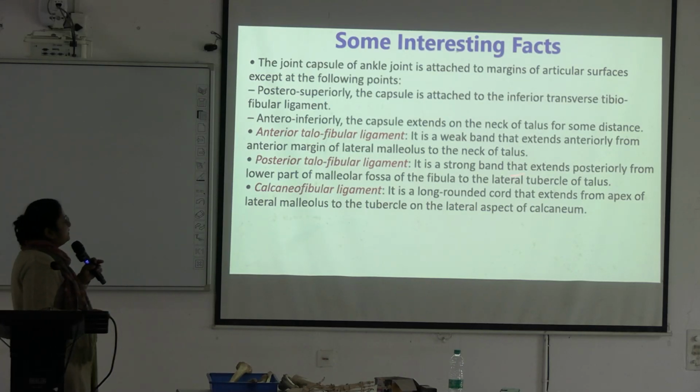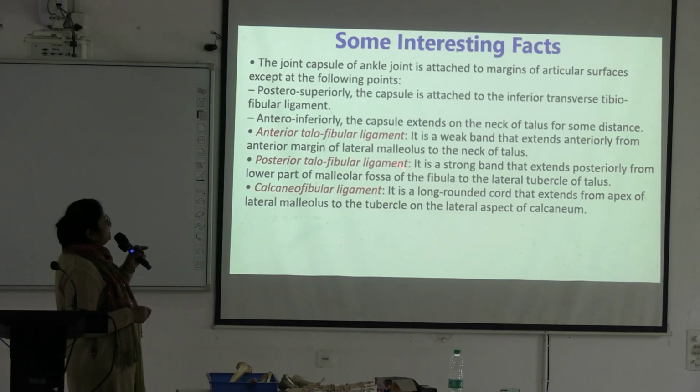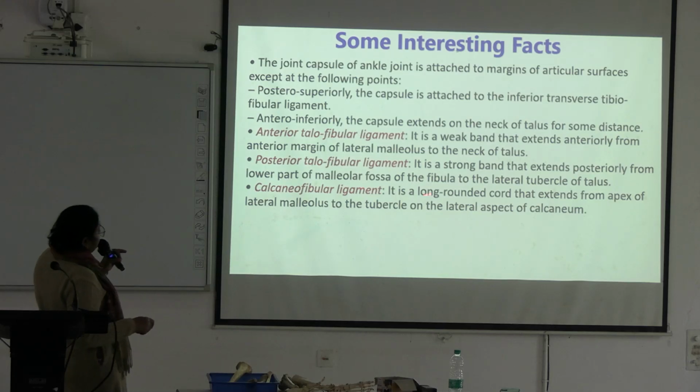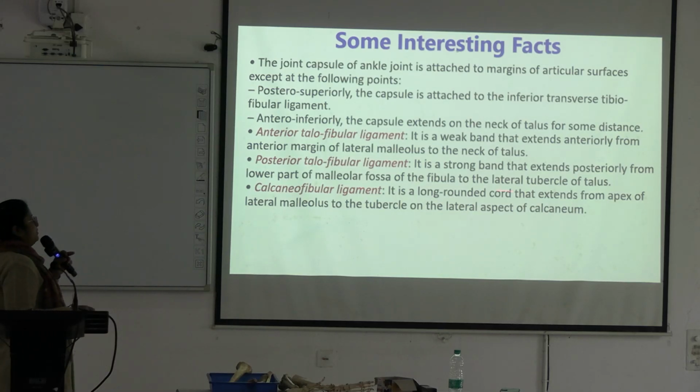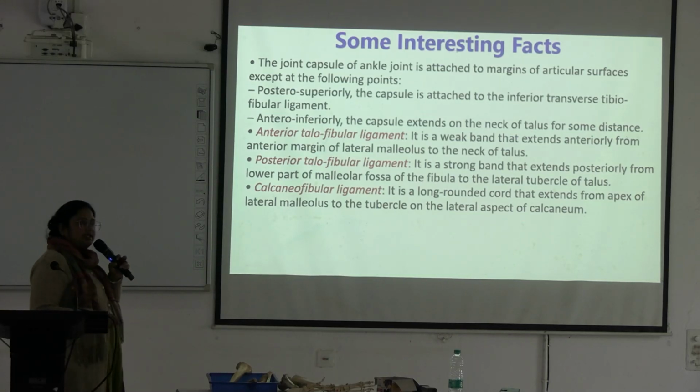Next, some ligaments. Anterior talofibular ligament: it is a weak band that extends anteriorly from the anterior margin of the lateral malleolus to the neck of the talus. Next is the posterior talofibular ligament: it is a strong band that extends posteriorly from the lower part of the malleolar fossa of the fibula to the lateral tubercle of the talus. And the calcaneofibular ligament: it is a long rounded cord that extends from the apex of the lateral malleolus to the tubercle on the lateral aspect of the calcaneum.